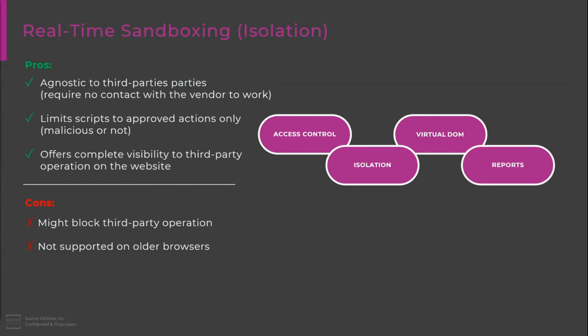Real-time sandboxing can offer complete visibility into what your third parties are doing on a website. If they're skimming elements they shouldn't be or adding elements they shouldn't be, real-time sandboxing isolation offers that visibility. Unfortunately, it may also block third-party operation depending on what that third party is trying to do. And it is also not supported on older browsers. Although at this point, I think the only older browser we know of is Internet Explorer, and I don't think that's been supported for a while.